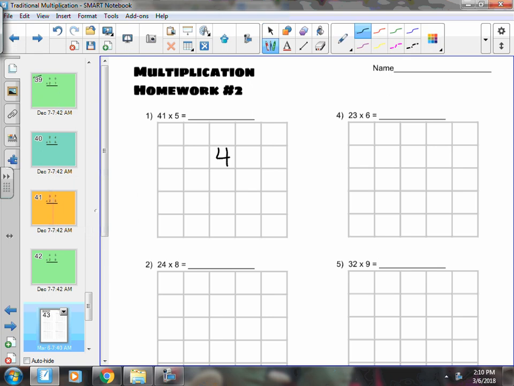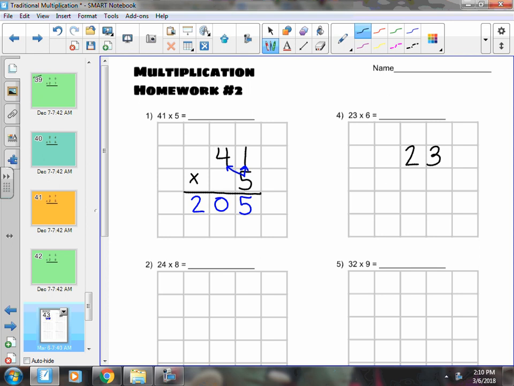41 times 5, one digit per box will help keep your work nice and neat. 5 times 1, then 5 times 4. 5 times 1 is 5, 5 times 4 is 20. Let's do the one right next door.